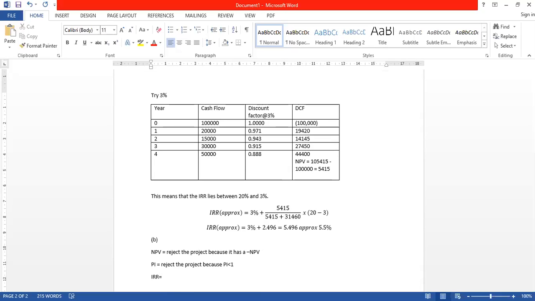Now, the organization has a hurdle rate. The hurdle rate of the organization is 20%. So if the calculated IRR is less than the hurdle rate, reject the project. Have you written it? Just write what I'm saying.